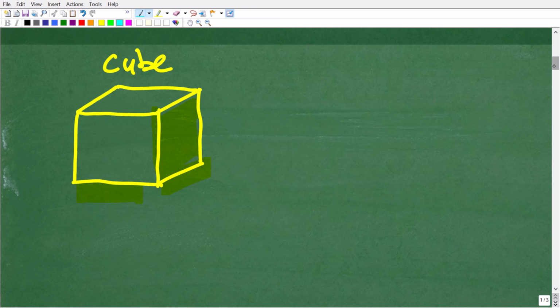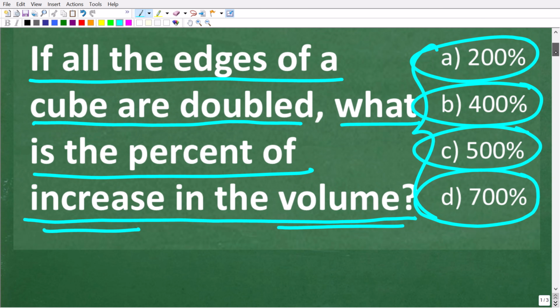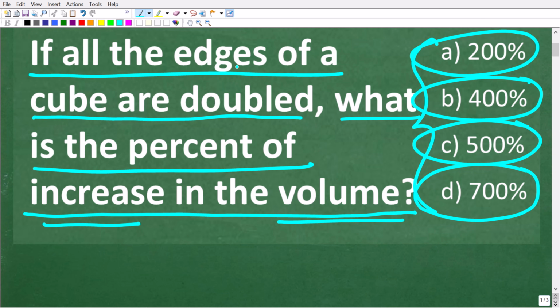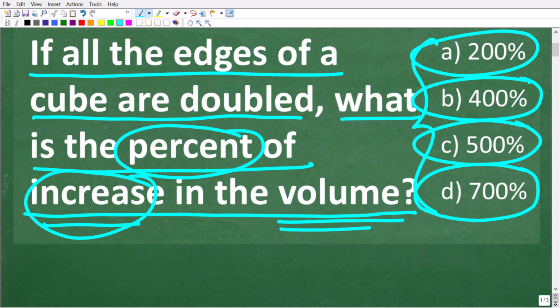Because we are talking about the volume of a cube, there's actually a lot going on in this problem because we need to understand the percent of increase. But if we don't understand what a cube is and how to find the volume of a cube, well, we're going to have a tough time solving this problem.